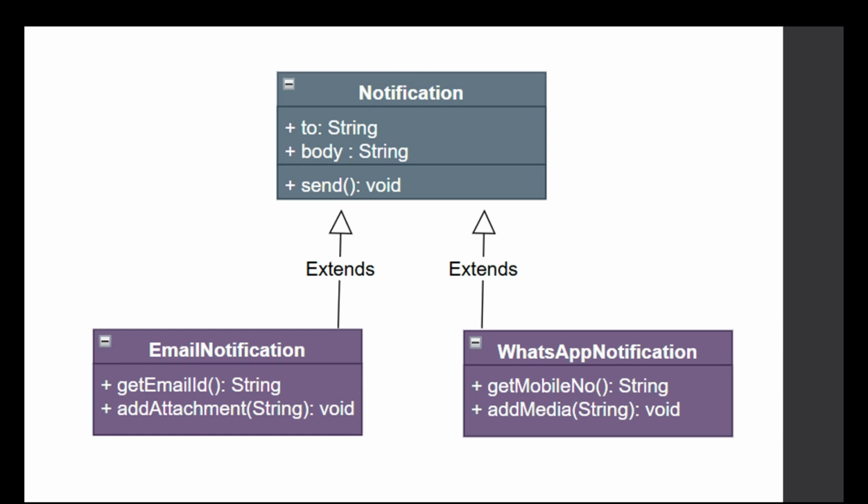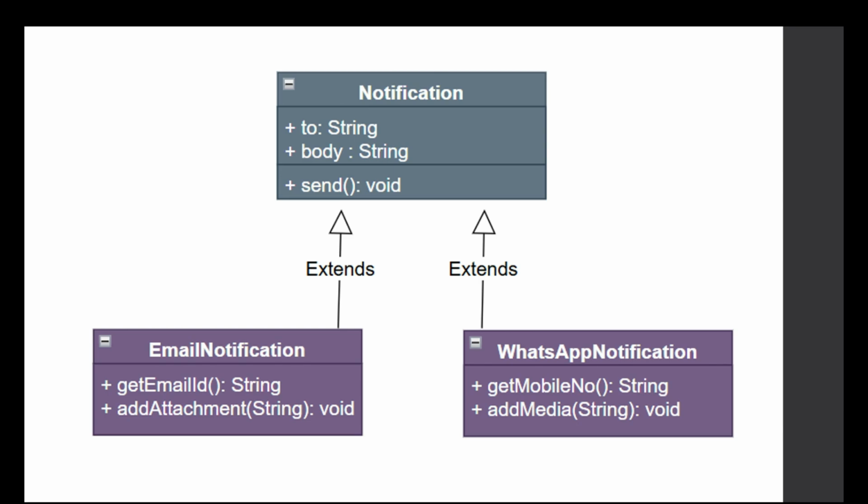So we have Notification, and the Notification is an abstract class, and this class has two variables, to and body. To is going to represent the users whom we are going to send the notification, and body is going to store the information which we want to send to the users. The Notification class has two implementation classes.